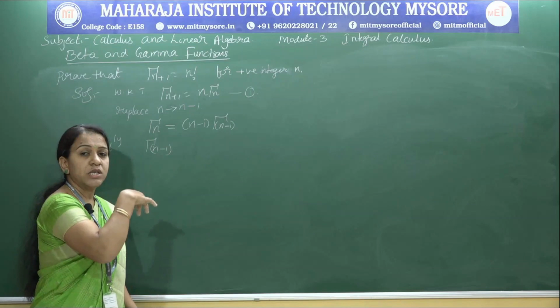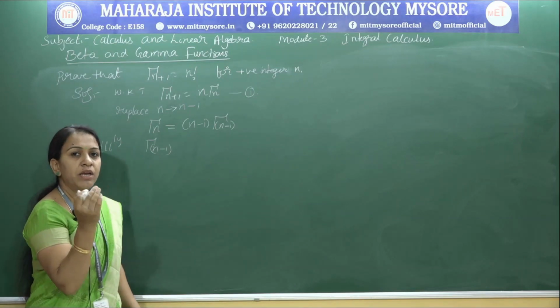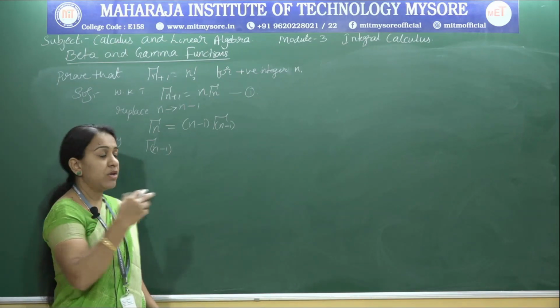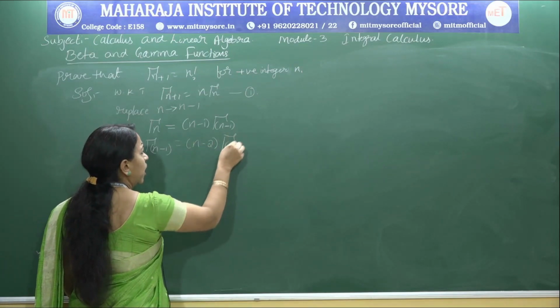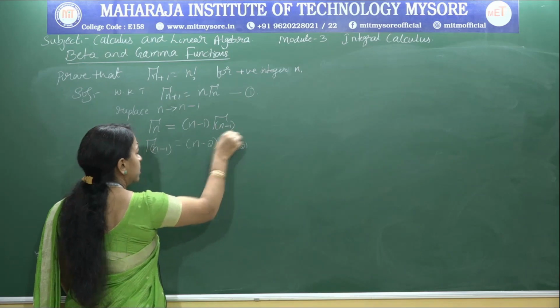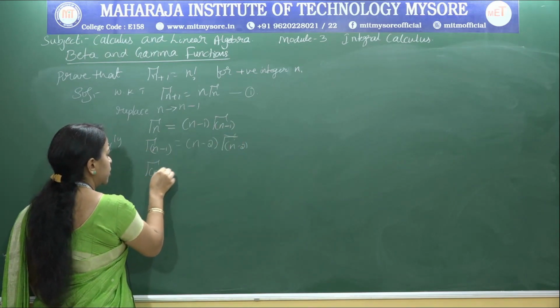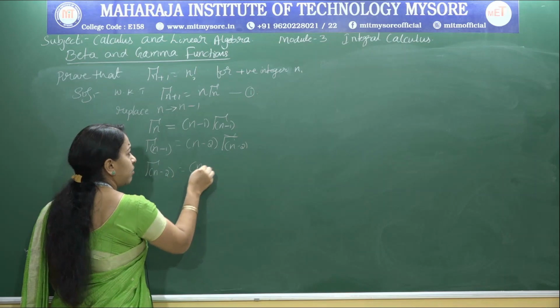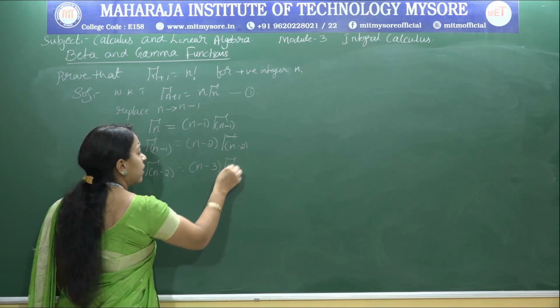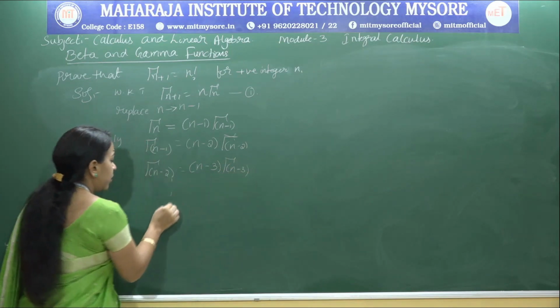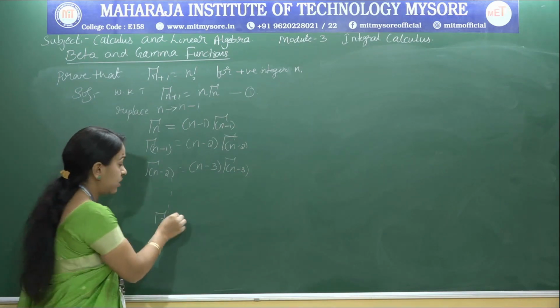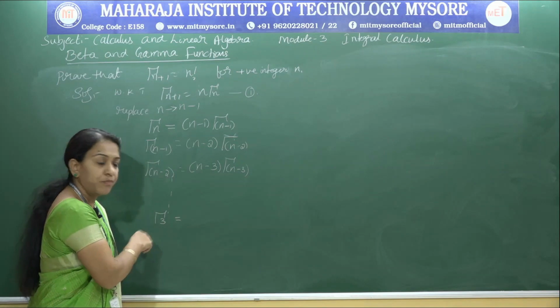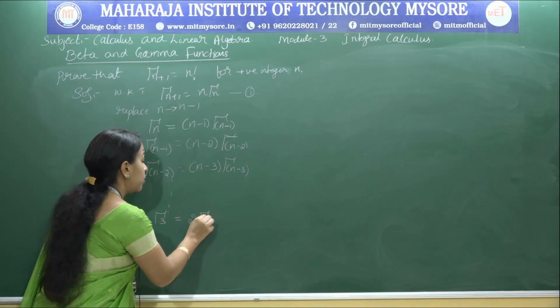The n minus 1 previous term is n minus 2. So, we can define gamma n minus 1 in terms of the previous term, that is n minus 2 into gamma n minus 2. Similarly, gamma n minus 2 is n minus 3 into gamma n minus 3. So, continuing this, I can define gamma 3. What is the previous number of 3? Yes, 2. 2 into gamma 2.